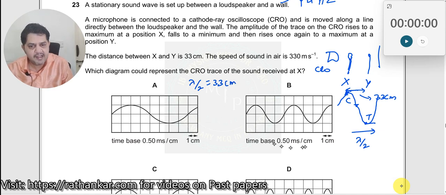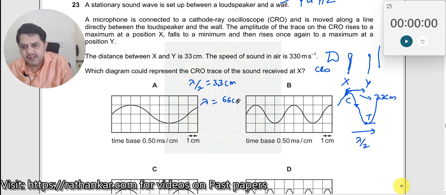Now when you take something in a CRO, you get an amplitude versus time graph, right? So therefore you need to find out the time over here, because for amplitude there is no information here. Lambda by 2 is given, so lambda should be equal to 66 centimeter. When it is 66 centimeter, what is the frequency here? This should be v divided by lambda, which is 330 divided by 66 centimeter.